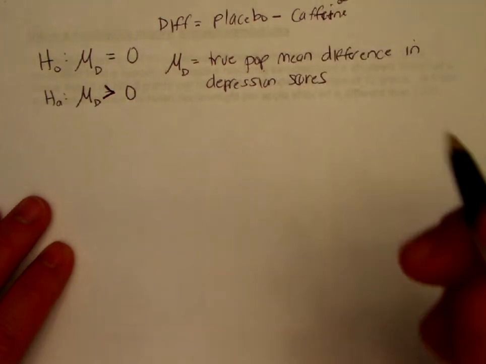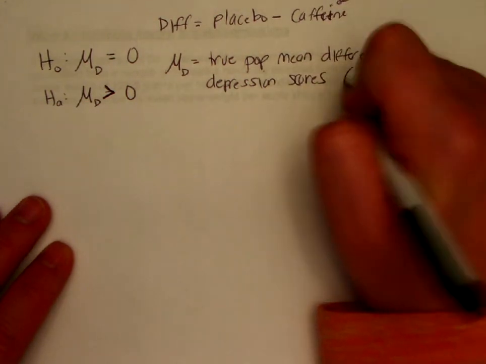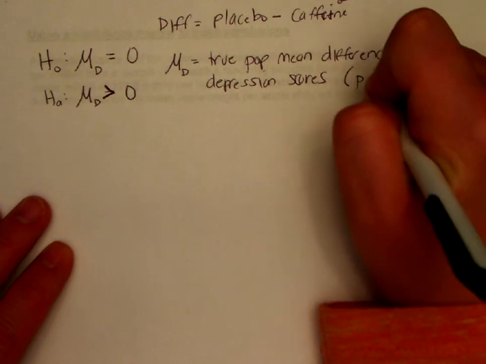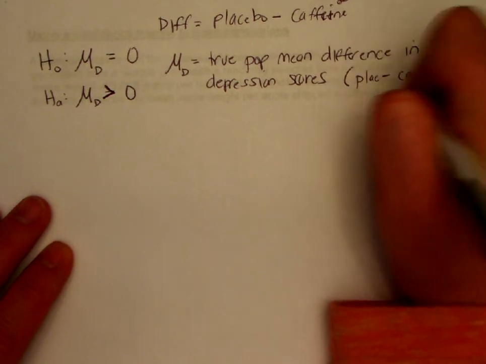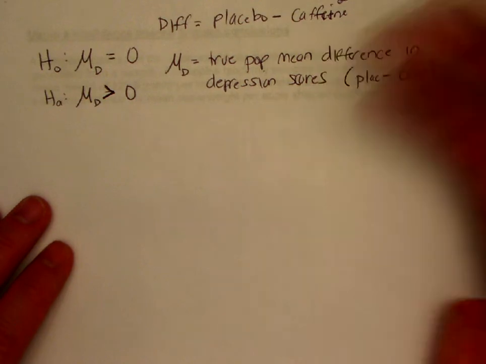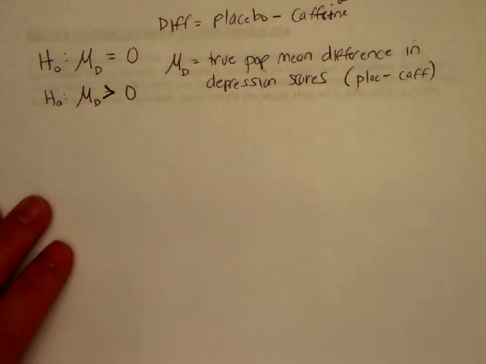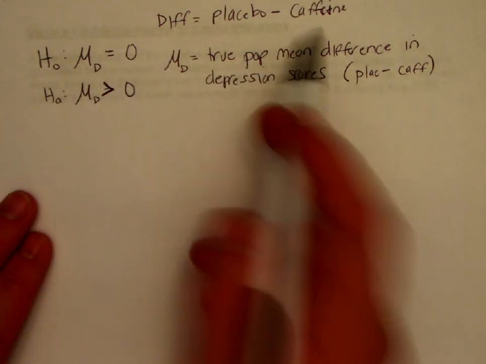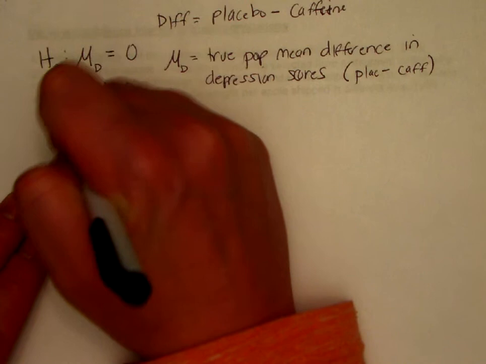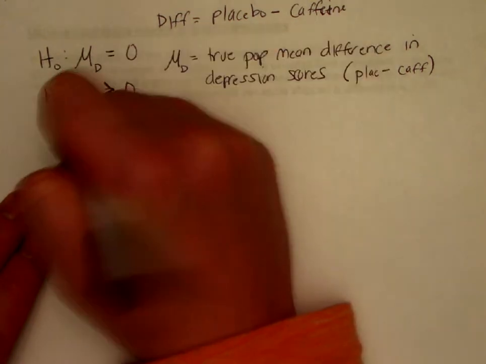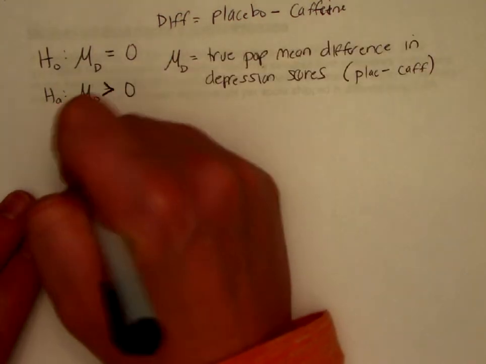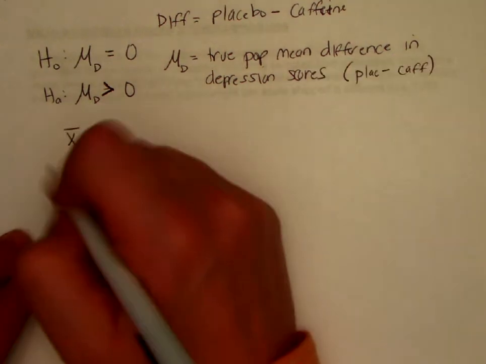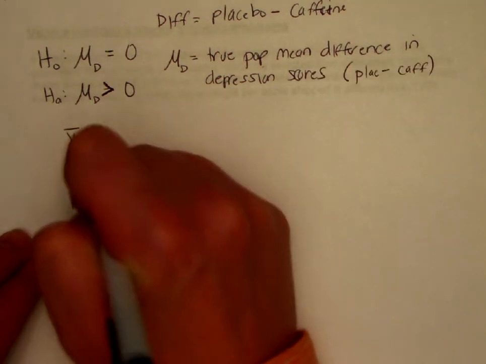scores, and then this is where I might just kind of put placebo minus caffeine, just so the graders know which way you were subtracting. So I've got my null hypothesis, and now the other variables with means are going to be your x bar of the differences, your s of the differences, and your n of the differences.